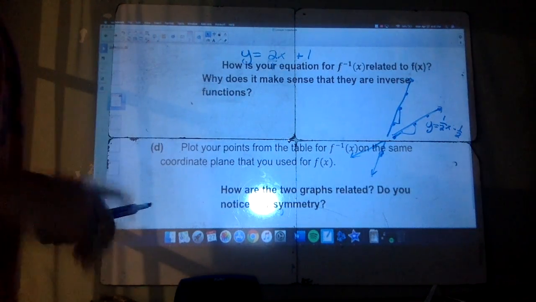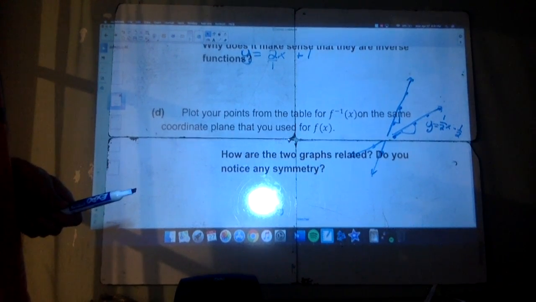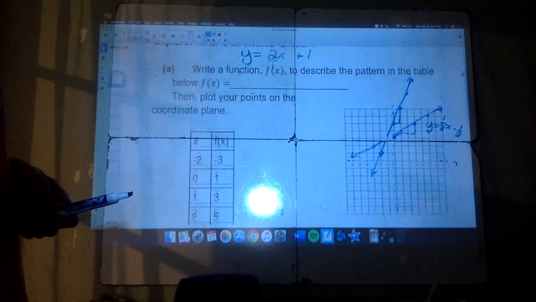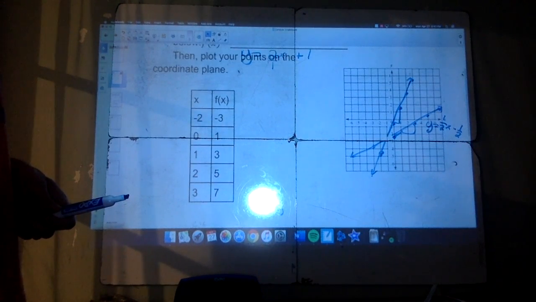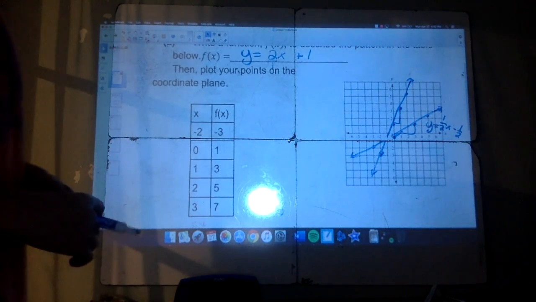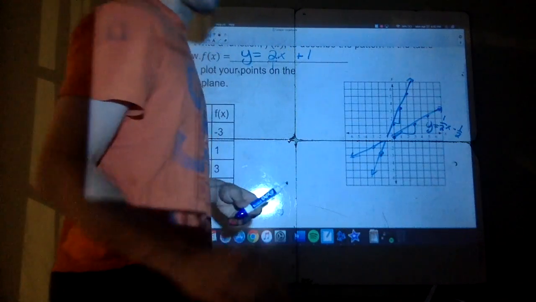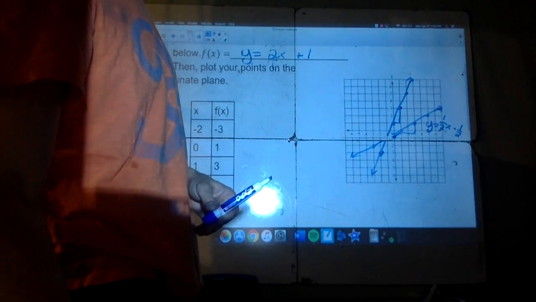So we already did plot the points, and we want to say how are the graphs related, and we're going to look for some symmetry. So let's go down and let's look for some symmetry right here. Well, you can see it's kind of a sort of reflection here. All right, let's see if I can get that right.